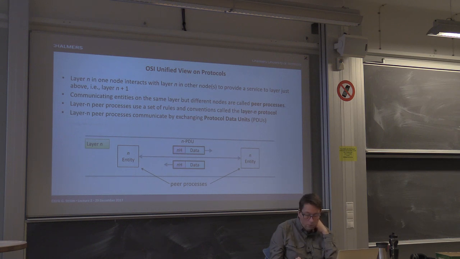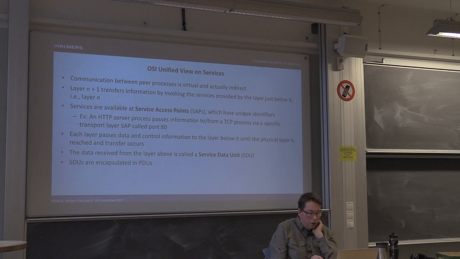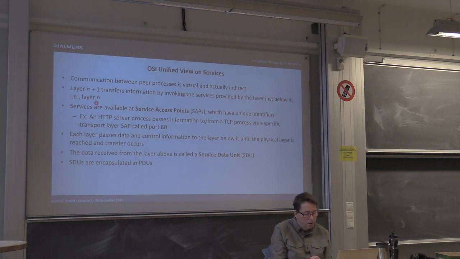Okay? Right. So communication between peer processes is virtual, right? We know that it's actually indirect. Layer n plus 1 transfers the information by using services of the layer below it, which is layer n. Okay? So n plus 1 uses the services of layer n. Services are available at so-called service access points, or SAPs, which are unique identifiers.